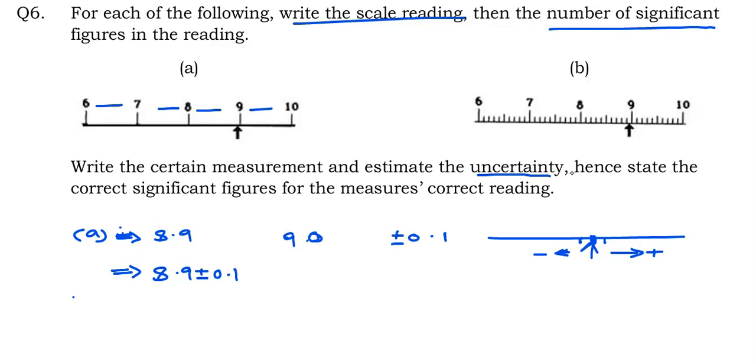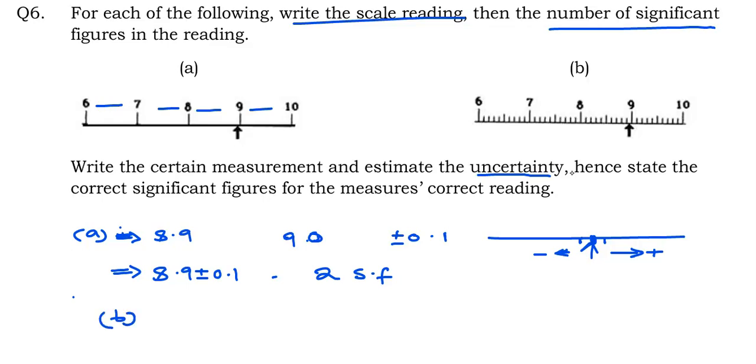Now our significant figures. How many significant figures do we have here? We only have 2. So you can say 2 significant figures. Very simple. What about our question B?